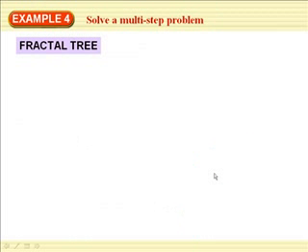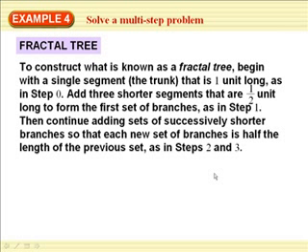It's good stuff. All right, example number 4, a factorial tree. To construct what is known as a factorial tree, begin with a single segment, the trunk. That is 1 unit long. As in step 0, add 3 shorter segments that are 1/2 unit long to form the first set of branches. So we start off with a segment like this, and then we do 3 branches like this, 2, 3.